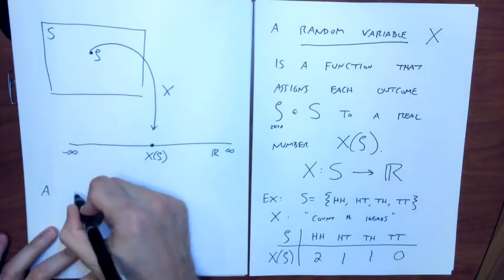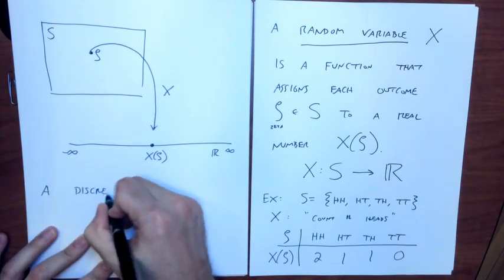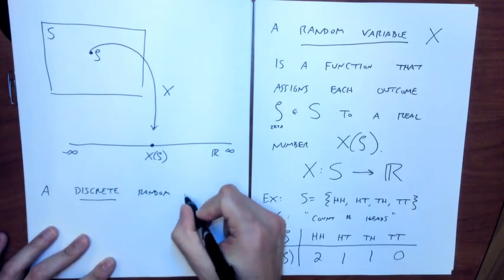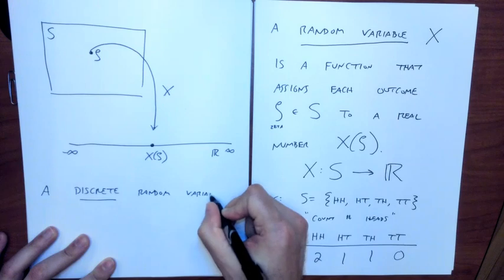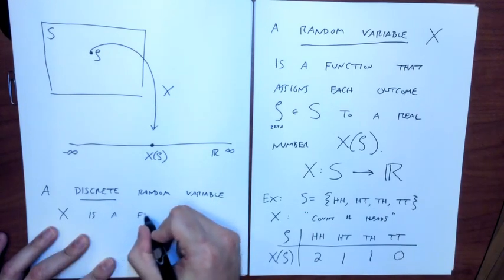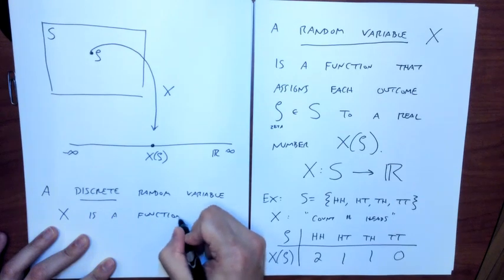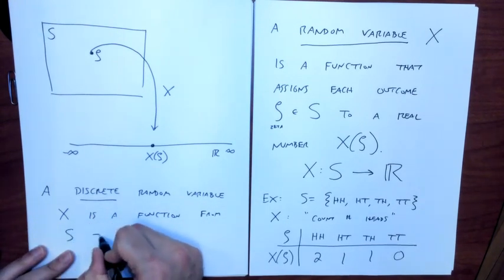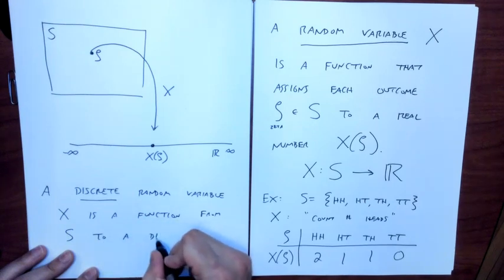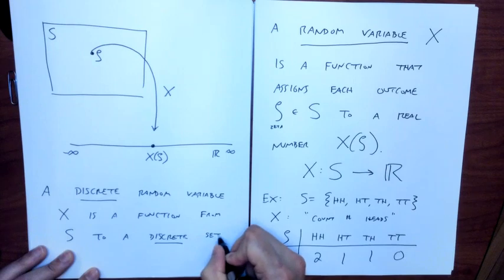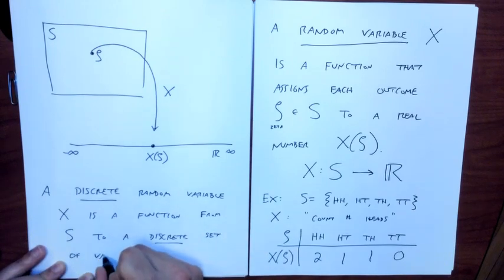So a discrete random variable X is a function from some generic sample space S to a discrete set of values on the real line.